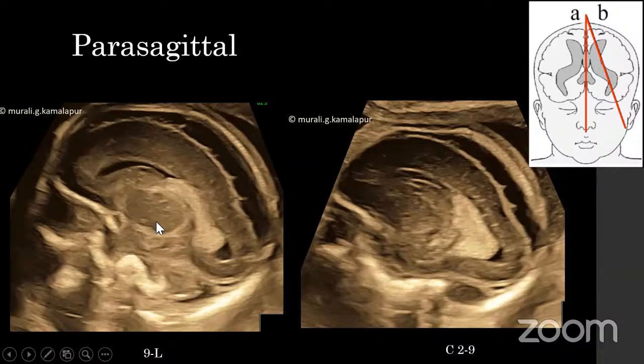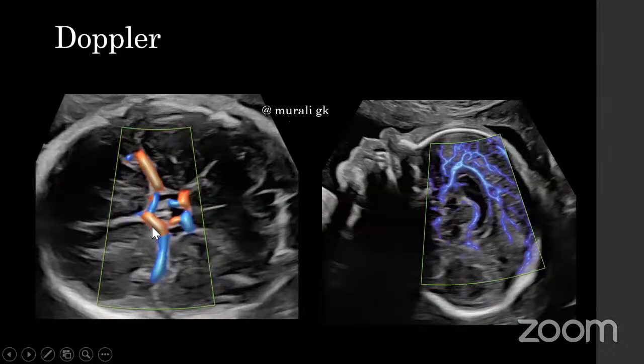For sagittal, you look for the midline and the parasagittal section. The role of Doppler: you apply Doppler in the third trimester to look for the MCA. And in cases of neurosonogram, you apply Doppler to look for the pericallosal arteries. So this is the corpus callosum, and you are nicely seeing the pericallosal arterial network, which is hugging the corpus callosum. And here you are appreciating the two middle cerebral arteries and the circle of Willis. So these are the two applications of Doppler when it comes to the normal sonogram.